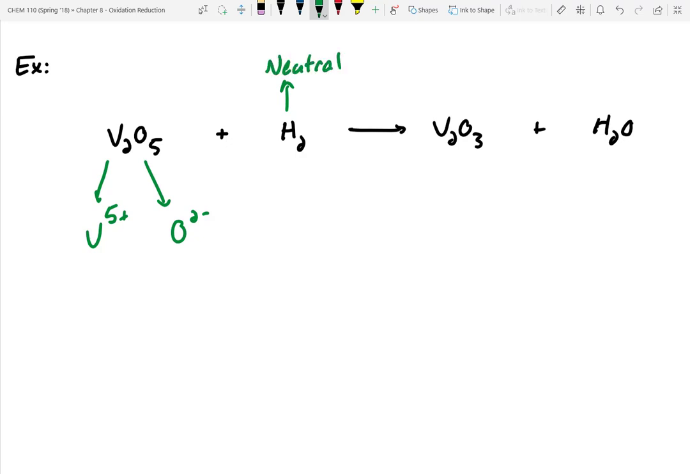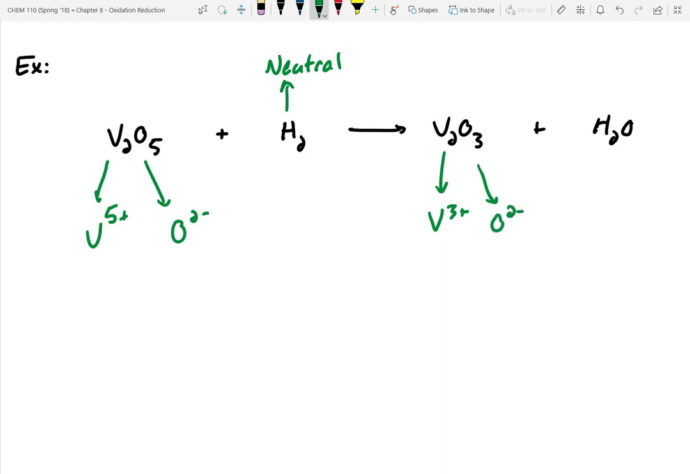All right, now we'll go over here. What will the charge be for this vanadium? Yeah, positive 3. If you do that same trick, in order to have canceling out charges, each of these vanadiums would be 3 positive. All right, what about the oxygens? Exactly, each of these oxygens would be 2 minus.